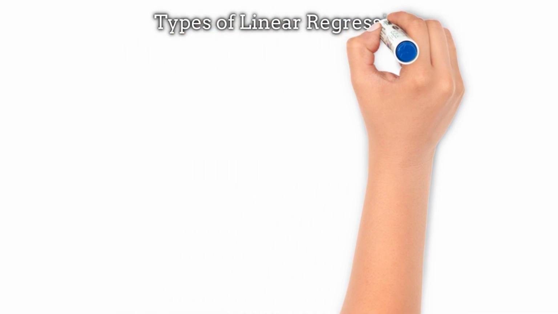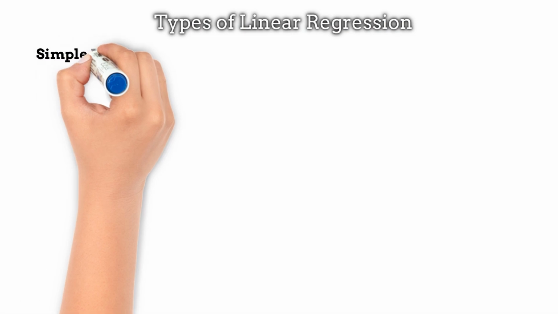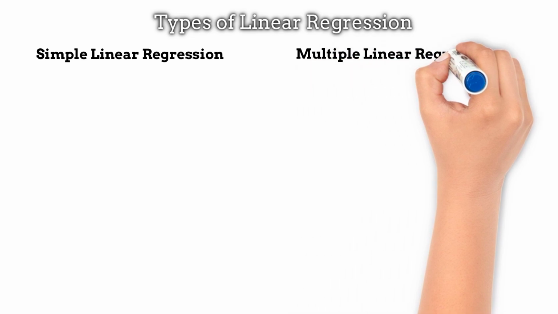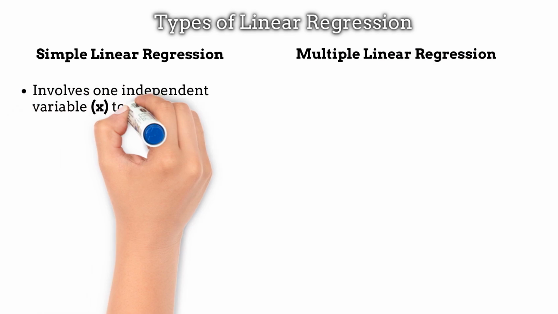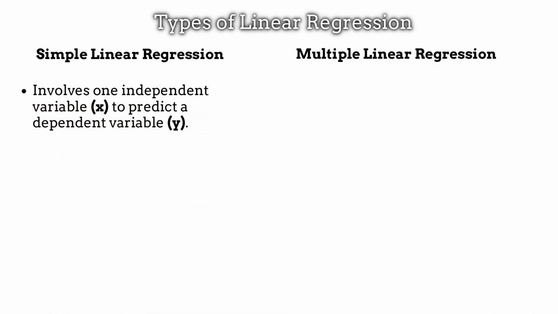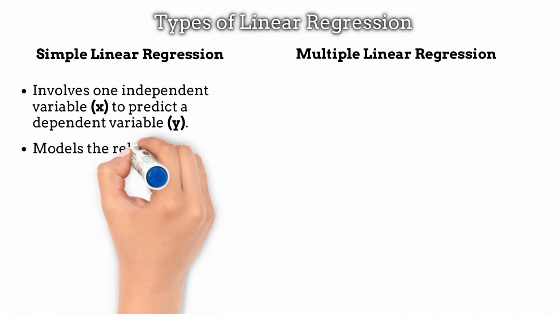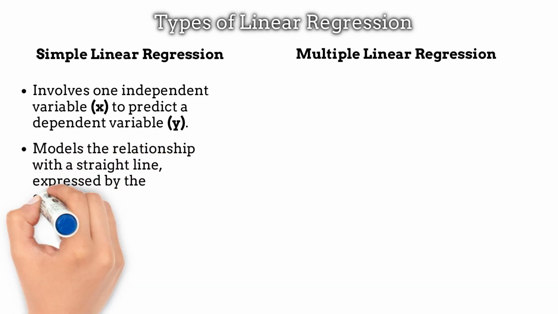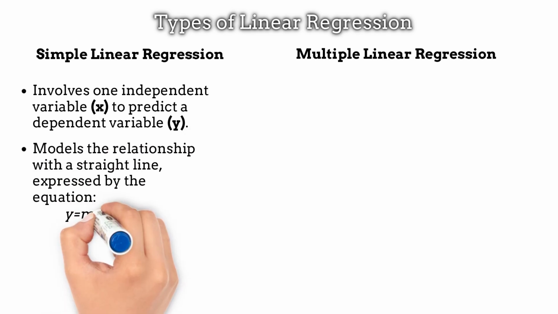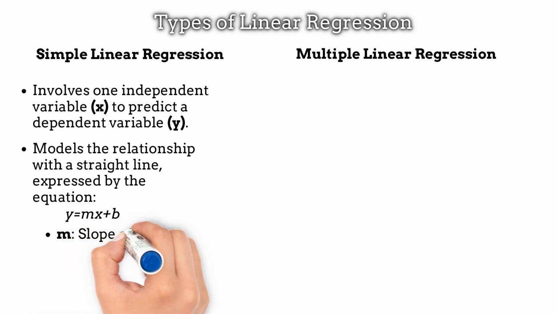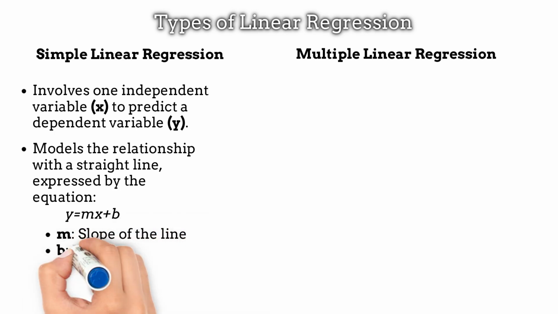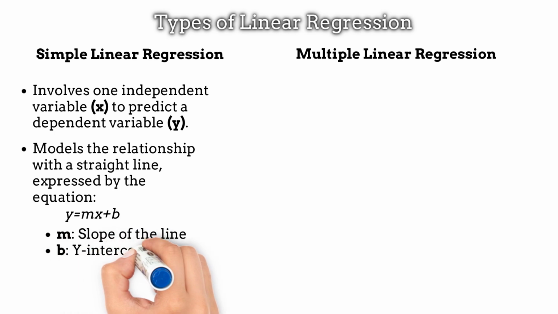Linear regression can be categorized into two primary types: simple linear regression and multiple linear regression. Simple linear regression is the most straightforward approach, involving a single independent variable x to predict a dependent variable y. This relationship is represented by a straight line, described by the equation y equals mx plus b, where m is the slope, indicating how much y changes with a 1-unit change in x, and b is the y-intercept, the value of y when x equals 0.